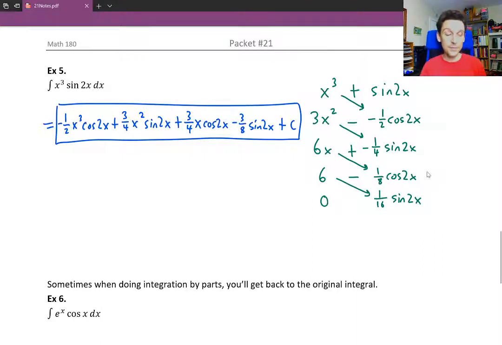Whew. That would have taken a lot of work if we had written out all those u's and dv's and the equals and the dx's and everything. So this is a much more streamlined way of doing that.